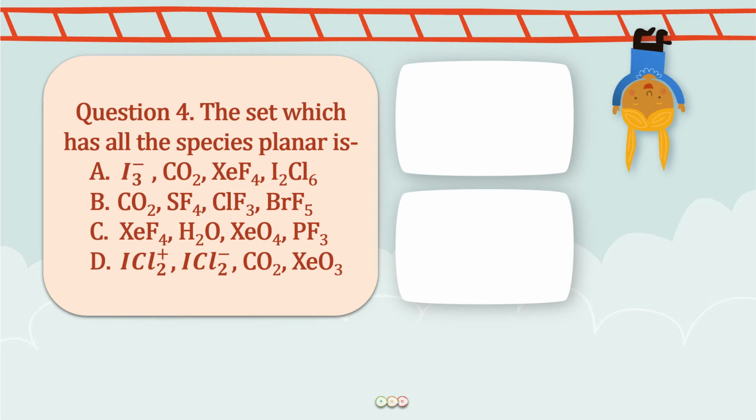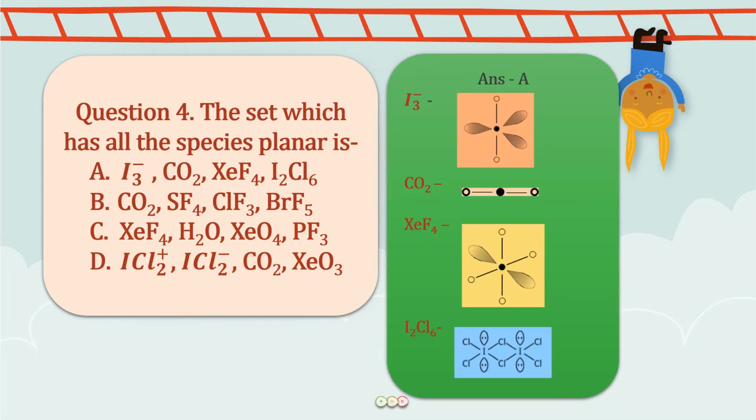So if you've done it well, the correct answer is going to be choice A. We have the structure of I3 negative to be a linear structure. So linear means it is going to be in one plane, obviously. Then we have carbon dioxide. Again, it is going to be a linear structure. XeF4 is going to be a planar structure, and I2Cl6, this is a dimer of ICl3, and this is also going to be a planar structure. So the correct option is going to be A.